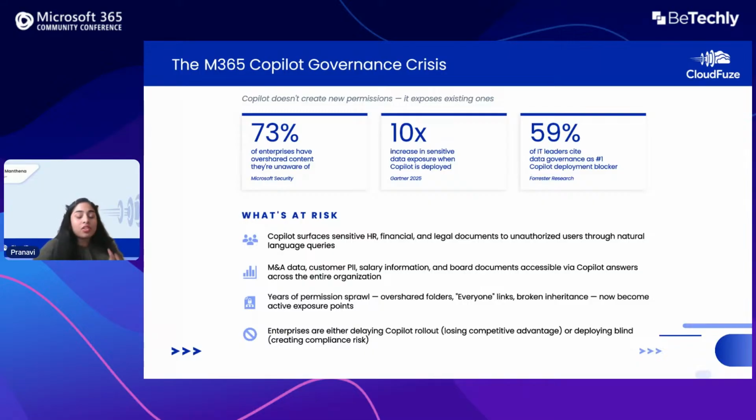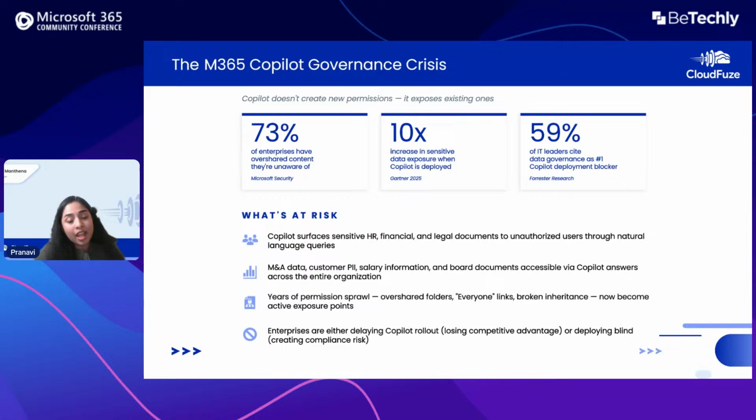So organizations are kind of stuck in a lose-lose position there. Either you don't deploy Copilot and you lose that competitive edge, or you deploy it blind and create some serious compliance risk for yourself, right? So what actually is the risk that I'm talking about?